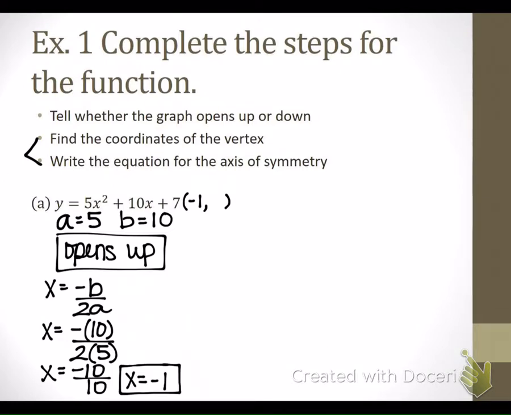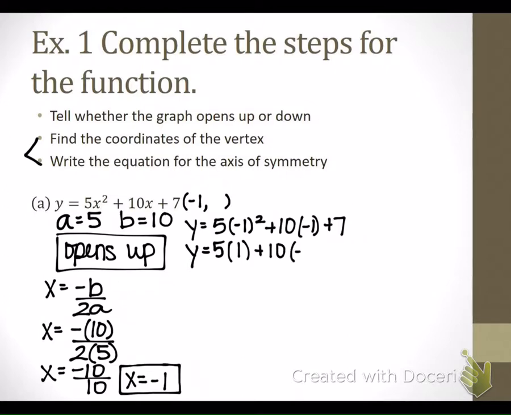How do you think we're going to find the y coordinate of your vertex? Plug it in to the original problem. So we're going to take y equals 5 times negative 1 squared plus 10 times negative 1 plus 7. Now, order of operations says I have to do what first? Anybody? How am I going to solve that? Exponents. So negative 1 squared is what? Positive 1. All right, let's bring down the rest of our problem.